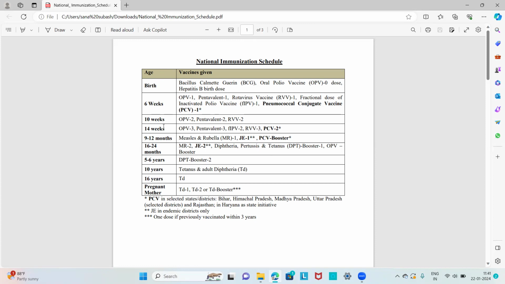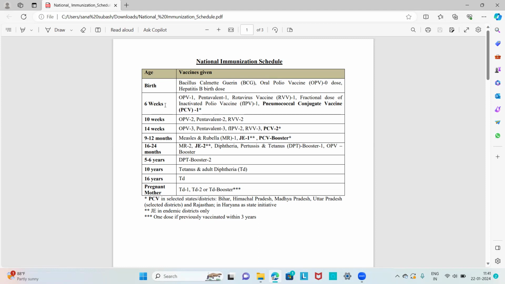There is birth, then 6, 10, and 14 weeks, then 9 to 12 months, then 16 to 24 months, then 5 to 6 years, 10 years, 16 years, and pregnant mother. So these should be kept in mind so we can remember that very well. At birth, we have to give the BCG vaccine, oral polio vaccine zero dose, and hepatitis B birth dose. We have to give these vaccines at birth.